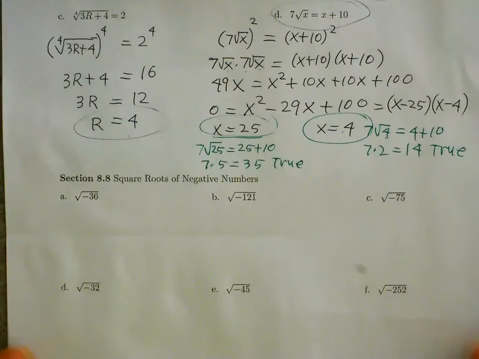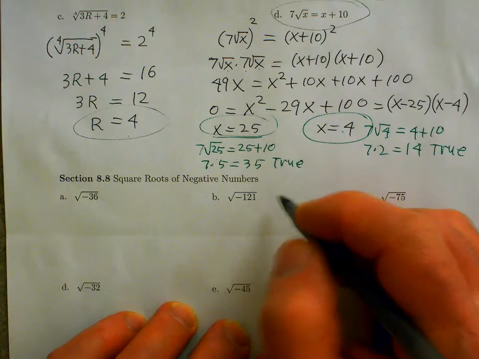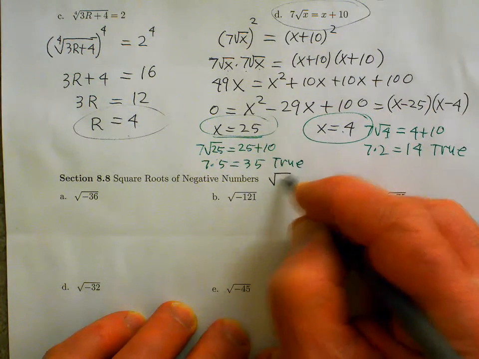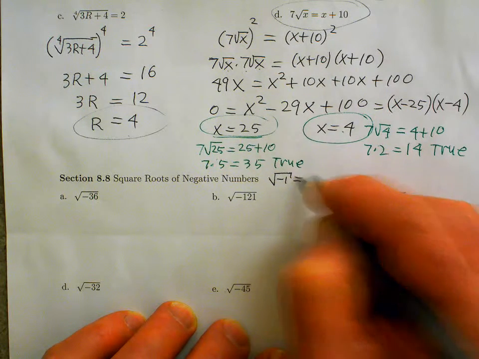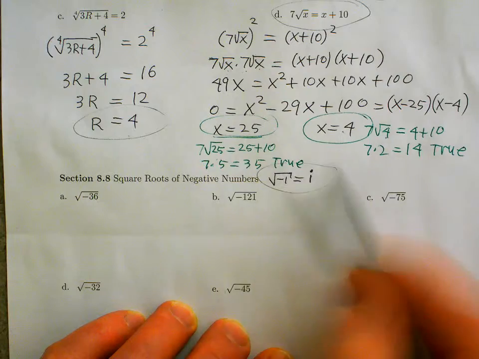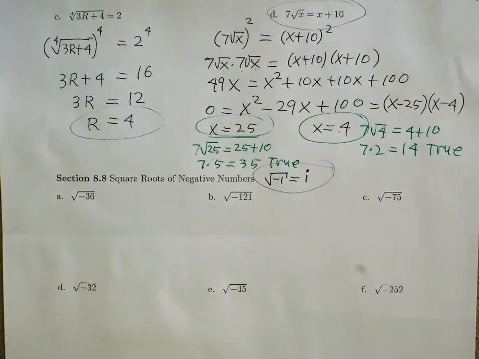The last section that will be covered on test 3 is section 8.8 that involves square roots of negative numbers. So remember the definition of the imaginary unit. The square root of negative 1 equals I is just a definition used for convenience.